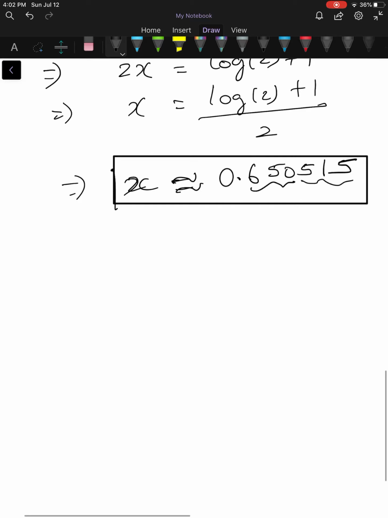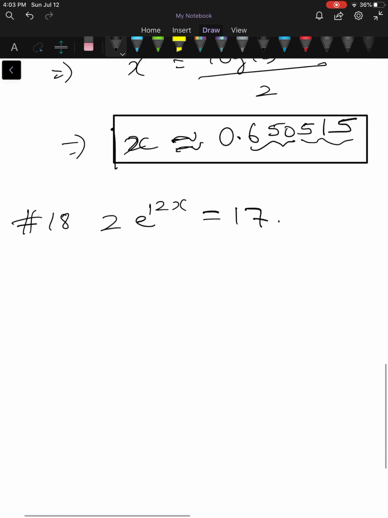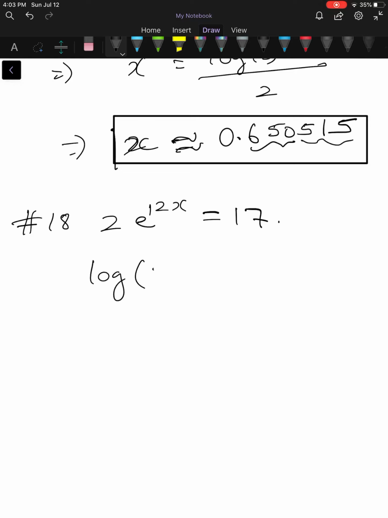Let me do another problem for you. Say problem number 18. This is a consecutive problem just right below 16. 2 e power 12x is equal to 17. This is a problem under the same instruction as above. Now again you have nothing to do with step 1, as all the exponential functions are on one side of the equation, so you have nothing to do much here.